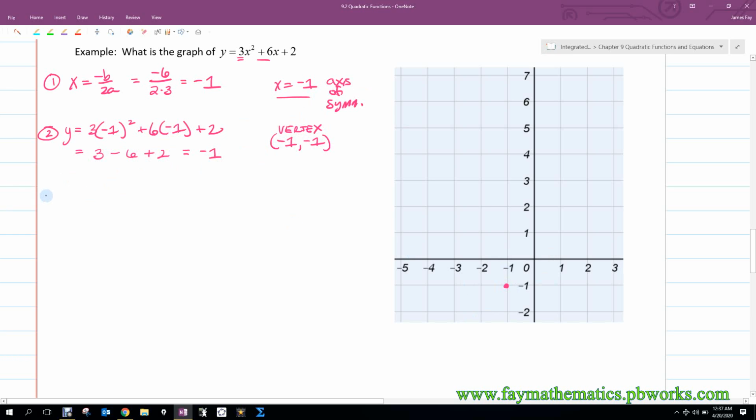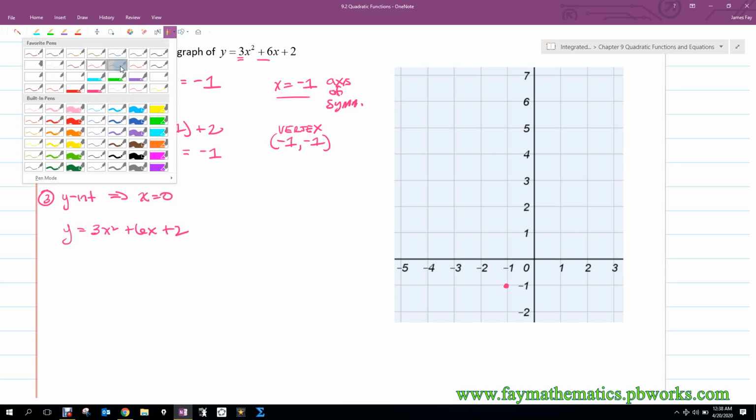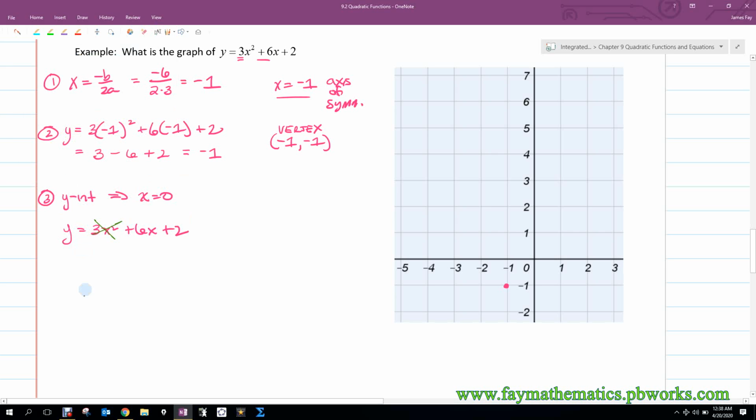Next thing I'm going to do, find my y-intercept. Remember, y-intercept is when x equals 0. So we go y equals 3x squared plus 6x plus 2. What I like to do is say, if I'm finding my y-intercept, then x is 0, that goes away, and all you're left with is y equals 2. So x was 0, y is 2. And you get that point.